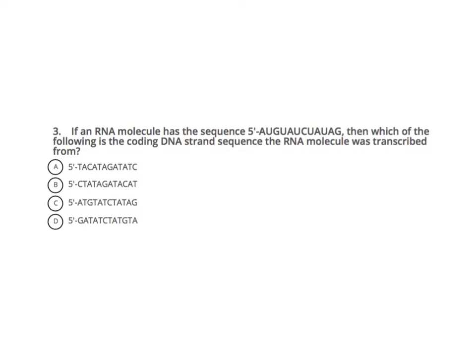Start with 5' AUG. So which one is it? C. Why is it ATG? This is DNA, it's not RNA. 5' ATG, right? So that sequence and that sequence are identical in polarity and sequence, except for T's have been replaced with U's in the RNA. So that's the definition of the coding sequence.